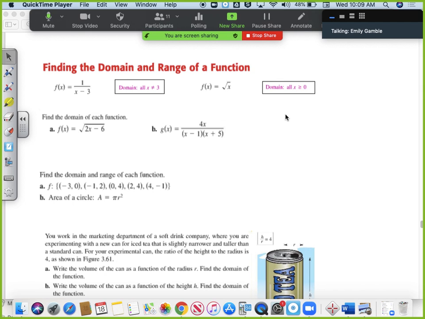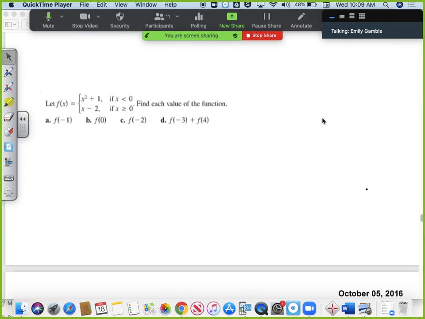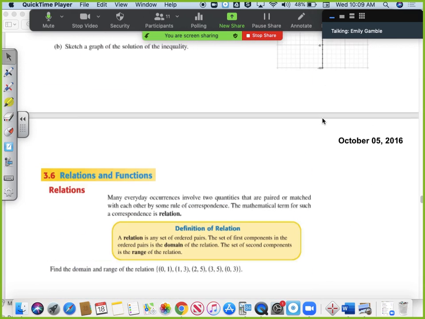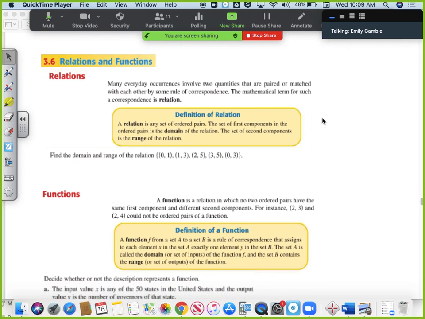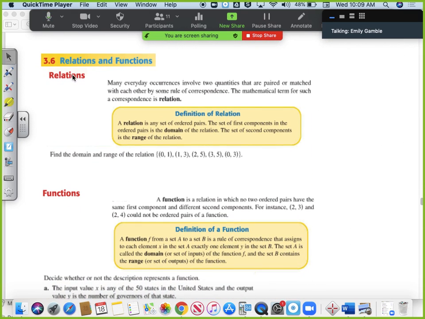Okay, so if we remember yesterday's lesson, just to recap, if we go way back to the beginning, we started with relations and functions. Every single thing that we can graph, every single thing that's set up in a table, every single thing that is set up as a set of ordered pairs, those are all considered relations. But not every relation is a function.